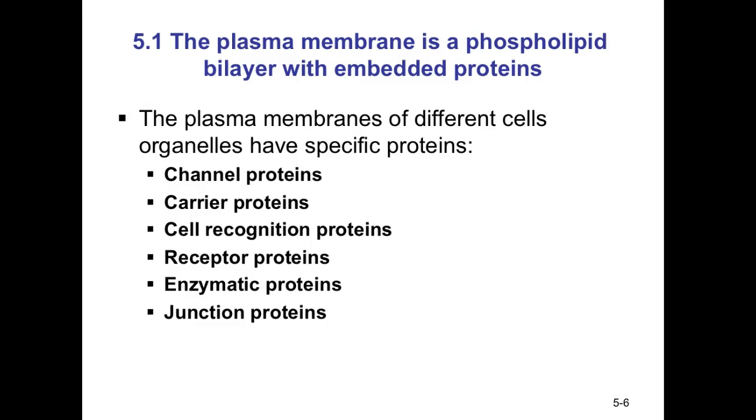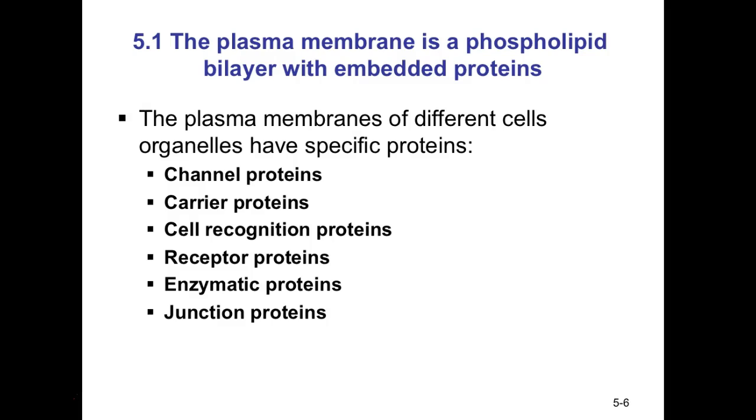As far as the proteins that are embedded within the plasma membrane, the proteins are going to have a specific function for the membrane itself. The proteins may serve as channel proteins, carrier proteins. They can be proteins that are involved in cell recognition. For example, cell-to-cell recognition would be if you were to receive a blood transfusion, is it the correct type of blood? Or if a foreign body came into the cell, it would recognize that and try to destroy that particular cell. So that's cell recognition.